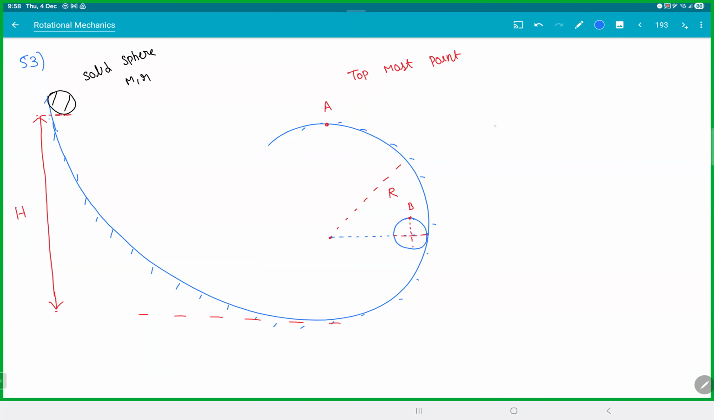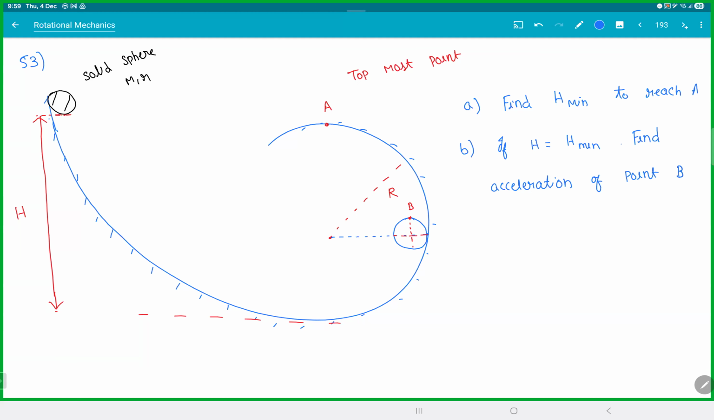So the first question: find H minimum to reach point A, basically to complete the vertical circle. If H is equal to H minimum, find the acceleration of point B. The B part is a really good one. This would be a pretty good advanced paragraph question.